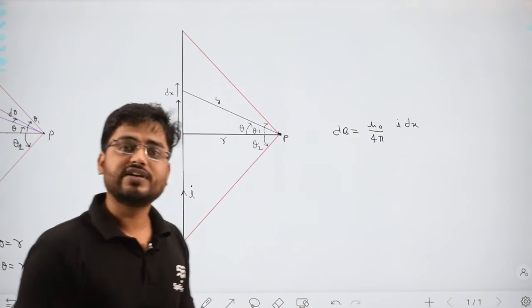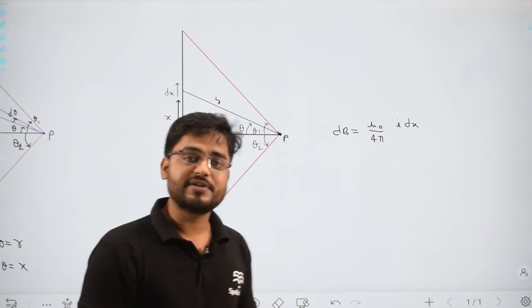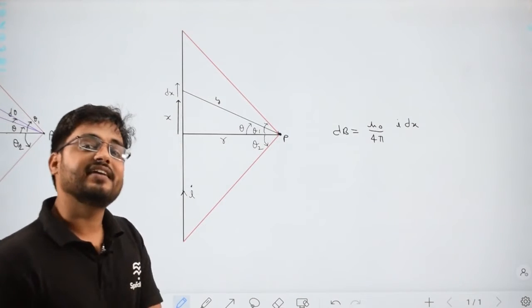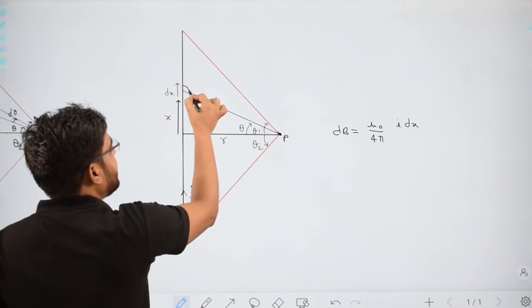Cross r cap. So, dl cross r is what? dl cross r is dl r sin theta, but r cap is a unit vector, so its magnitude is 1. So, I am simply writing dx sin theta, where the angle between this dx vector and this is the angle which I have to write.